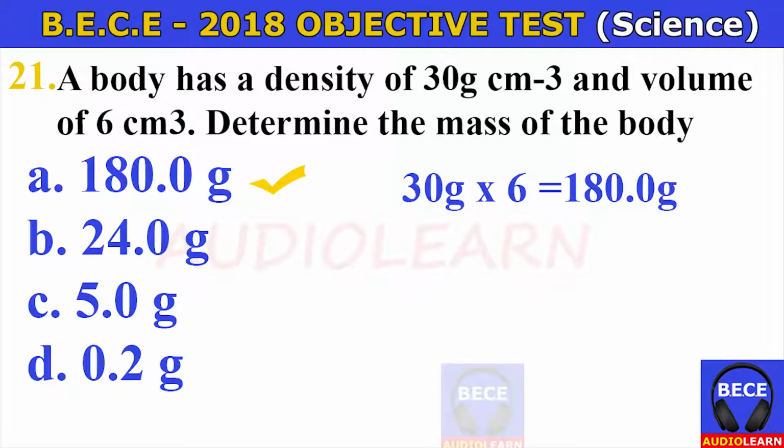180.0 g. A body has a density of 30 g centimeters raised to power -3 and volume of 6 centimeters raised to power 3. Determine the mass of the body. And the mass is 180.0 g.